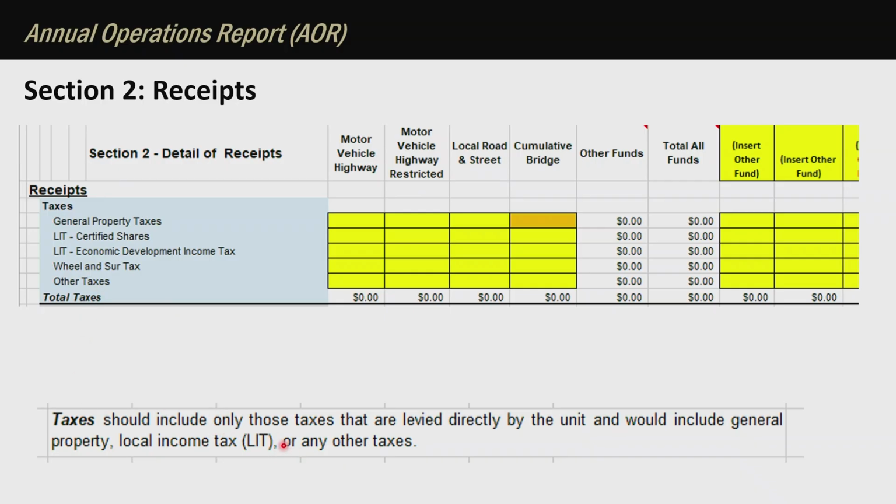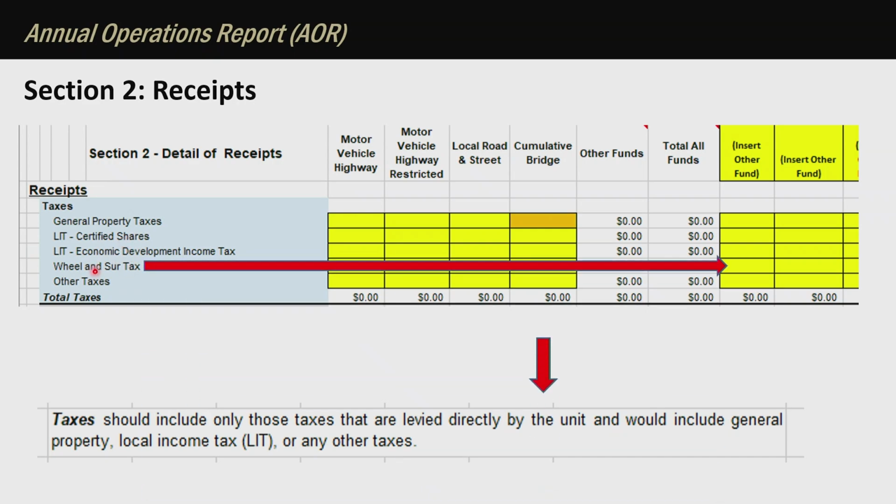are levied directly by the local unit and would include general property, local income tax, or any other taxes. So these are what your city, town, or county revenue sources are coming up with. For example, here you've got the wheel tax and excise surtax. It's a local option highway user tax. There are a couple different ways that locals report this in different funds. Some counties and cities and towns will deposit their wheel tax and excise surtax right into their motor vehicle highway account. And then there are others that will create their own fund, the wheel tax and excise surtax fund, and then deposit those funds in there.